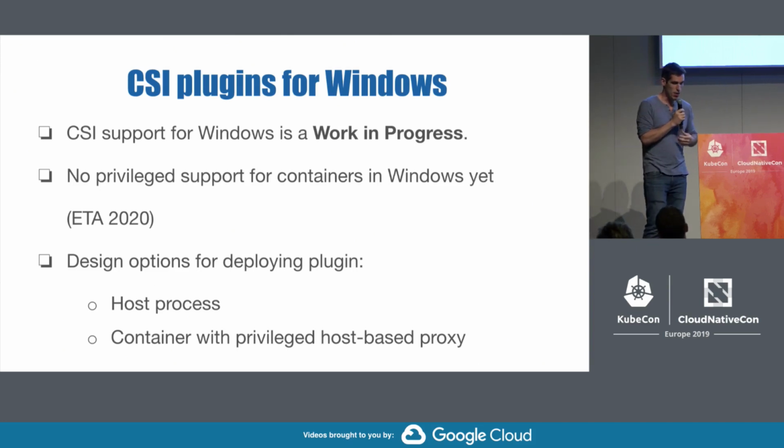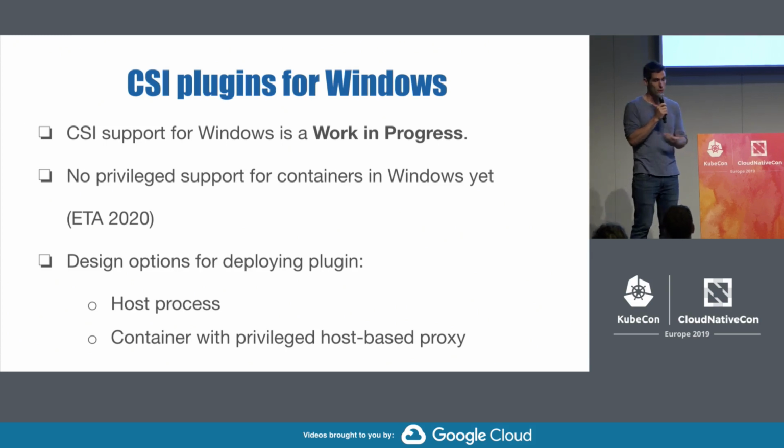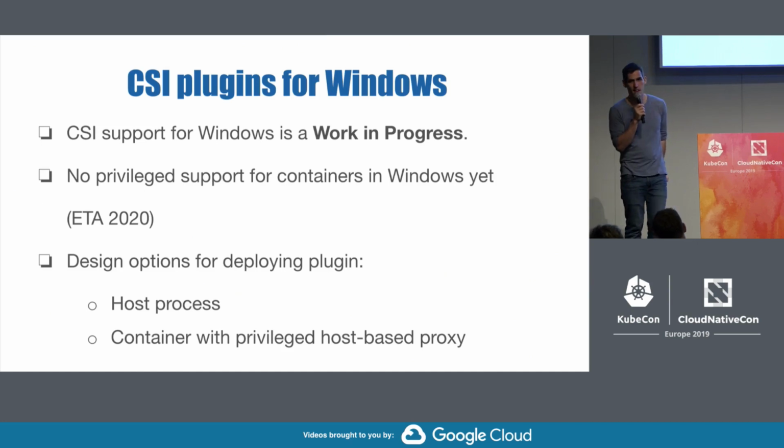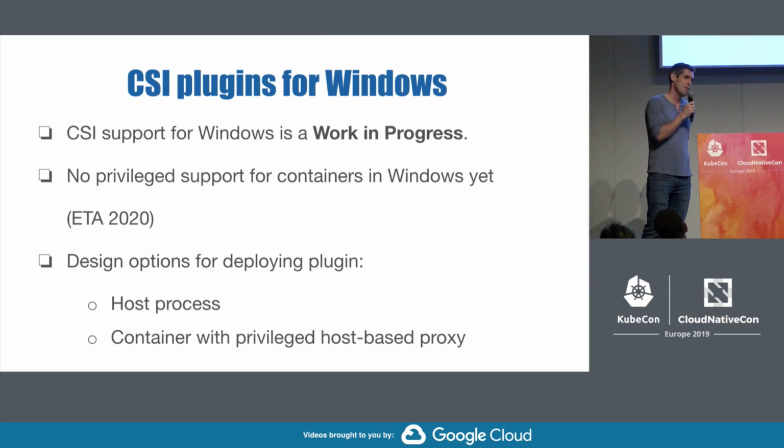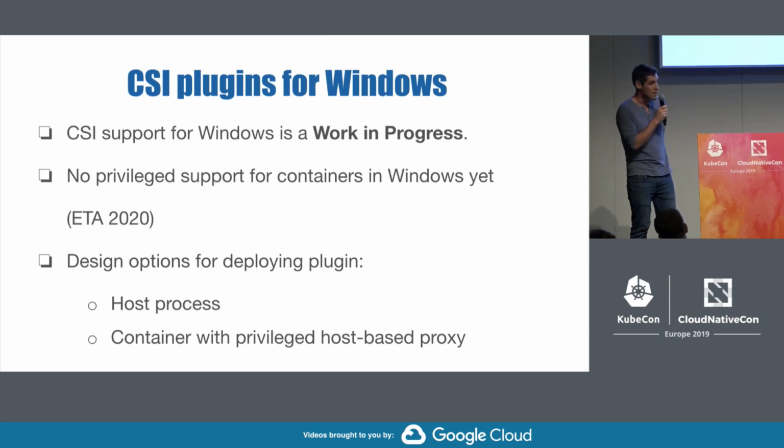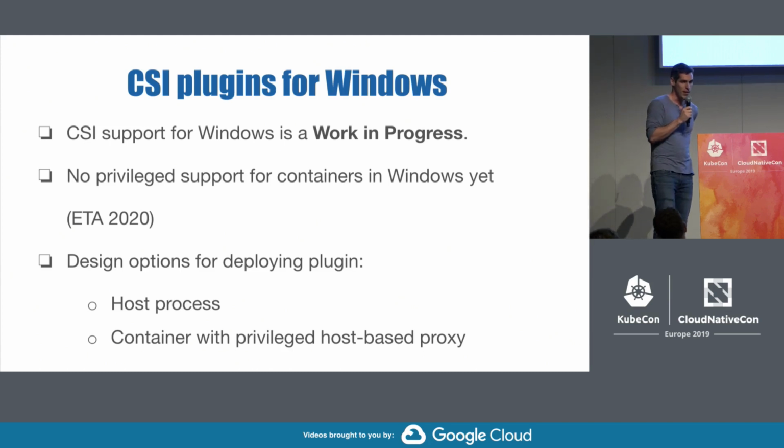And that's why CSI support for Windows is very much a work in progress. Microsoft tells us that privileged mode is not going to be supported in Windows before 2020 at best. And we're still trying to get them to implement mount propagation. So in the meantime, we have to come up with a solution for that.